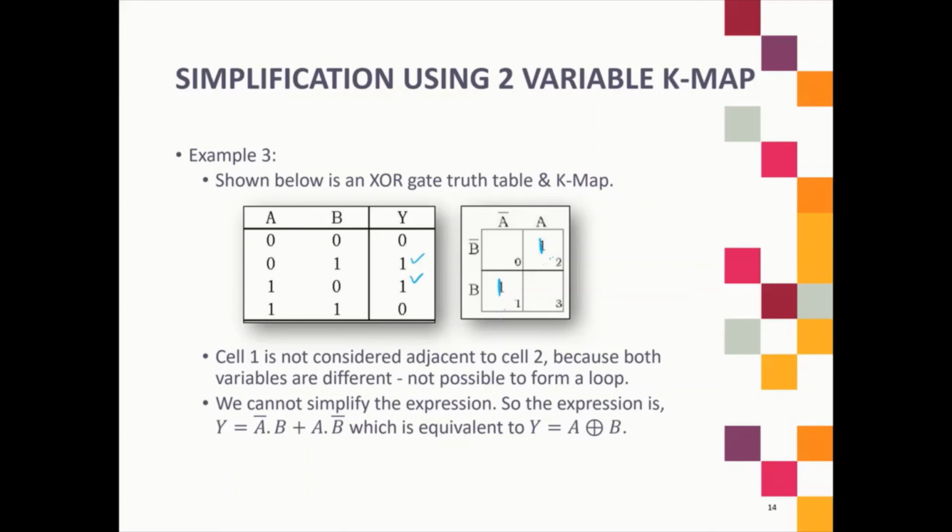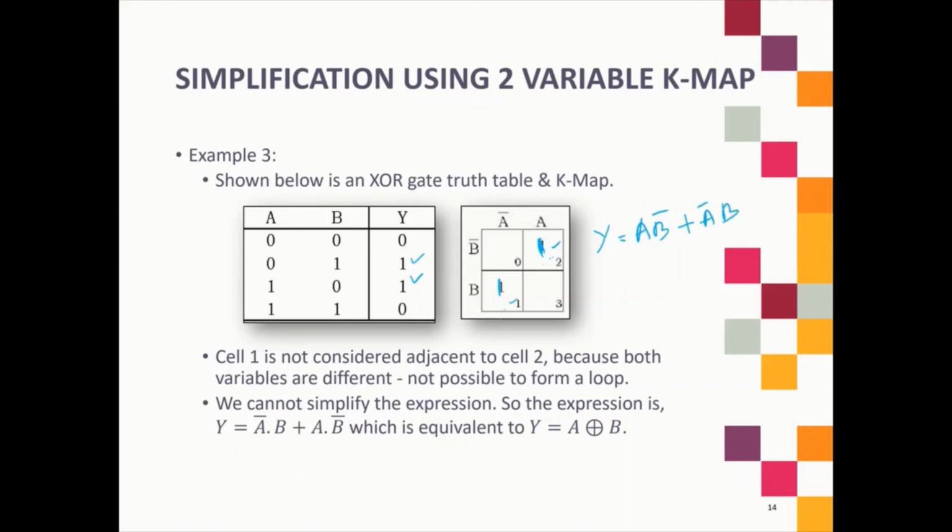But you still need to write the equation. So how can you write the equation? Because both are not adjacent, you just read the value for each cell. What is the product term for each cell? This one is A, B bar, plus this one is A bar and B.